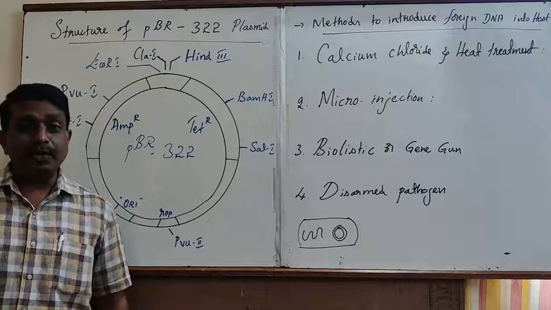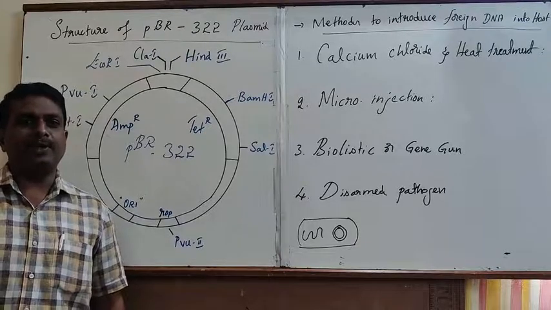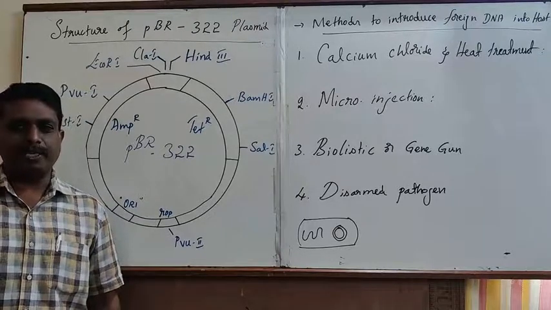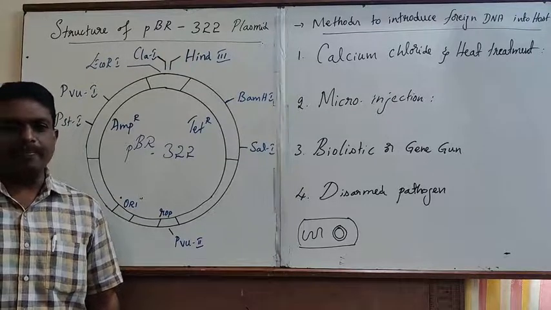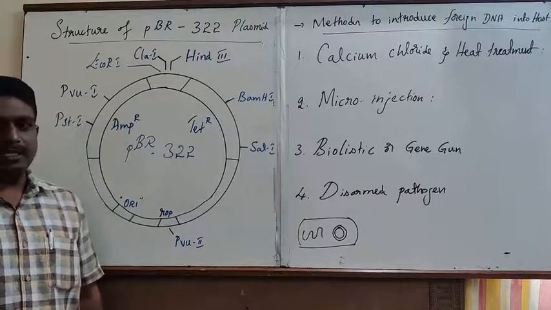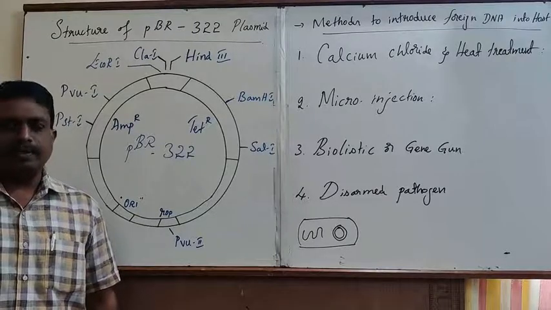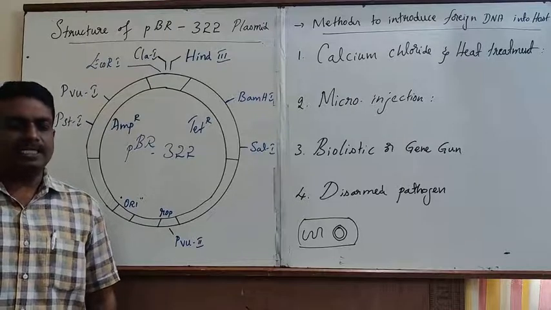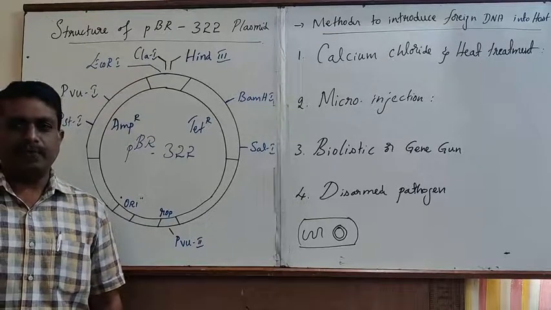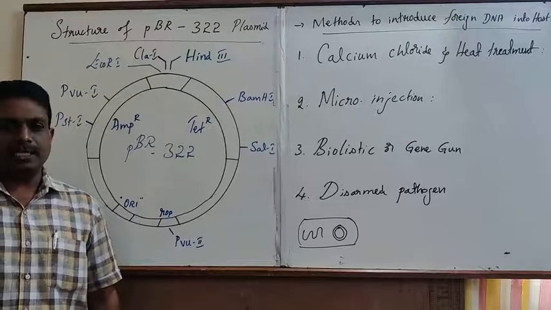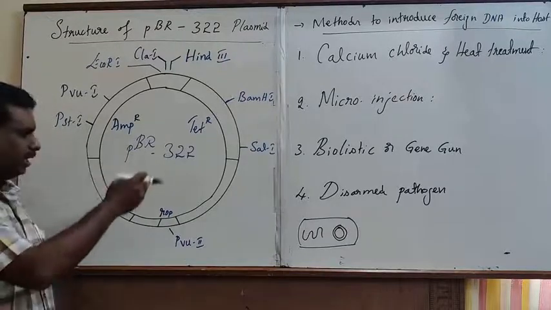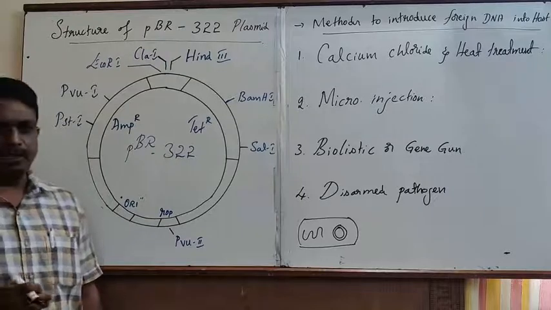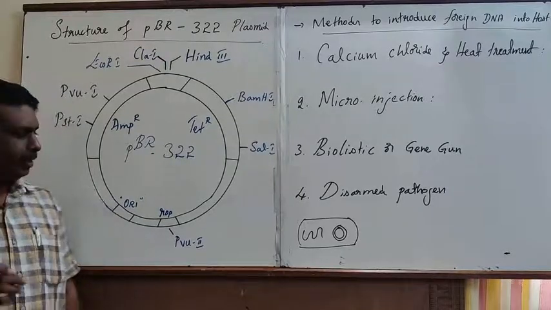With reference to the main structural details of the pBR322 plasmid, it is characterized by a size of about 4.3 kilo base pairs, precisely 4,363 base pairs.